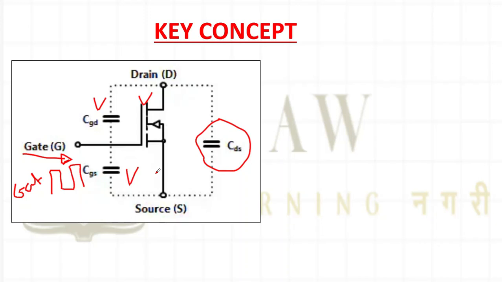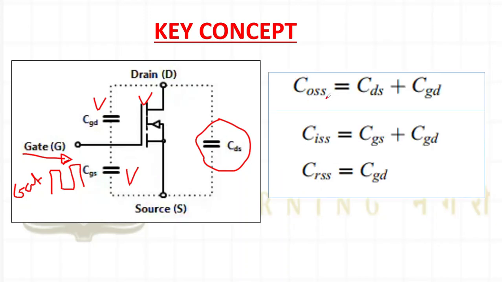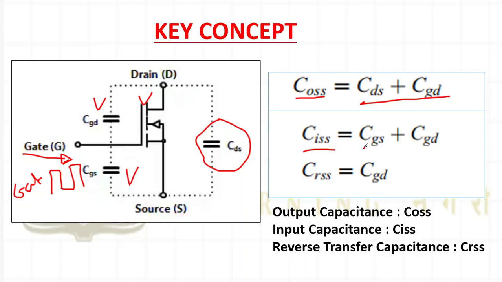We will see in the data sheet they mention COSS. What is COSS? It is the output capacitance, a combination of CDS plus CGD. CISS. What is CISS? CISS is the input capacitance. It is a combination of CGS plus CGD. These two capacitances combined are called the input capacitance. And another capacitance is CRSS. What is CRSS? It is the reverse transfer capacitance. So these three capacitances are there.